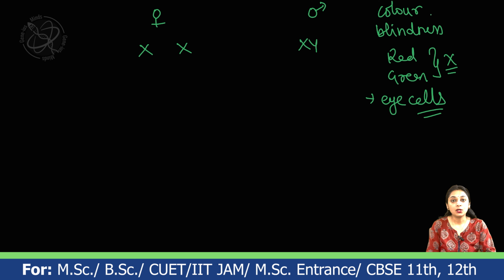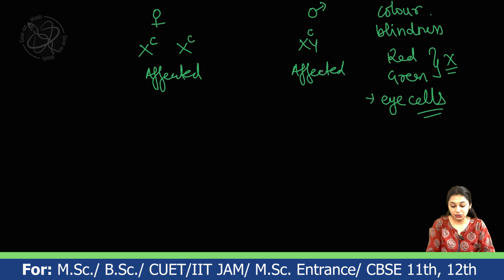To show the mother is affected, we have to represent it with a small c as a superscript. The condition where both the X chromosomes are affected means the mother is affected. In females, where both the X chromosomes are affected, that female will be considered an affected individual, meaning she is suffering from color blindness. In males, since there is only a single X chromosome, even if that single X chromosome is affected, the male is considered an affected individual.